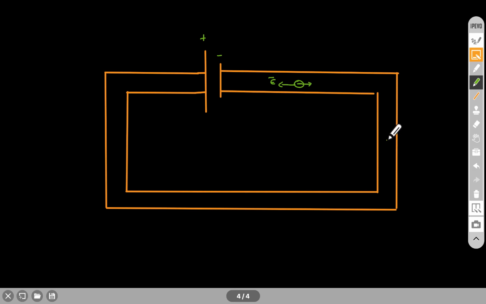Now here, because the electrons were flowing downwards, that meant that the electric field needs to be up. Here, electrons were flowing to the left, which means the electric field had to be to the right. And here, the electric field has to be downwards. Here, the electric field has to be to the left.